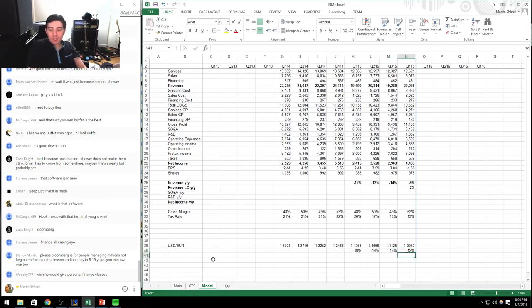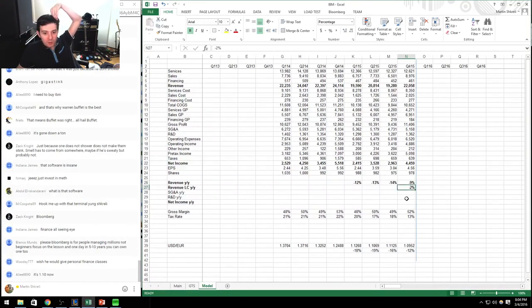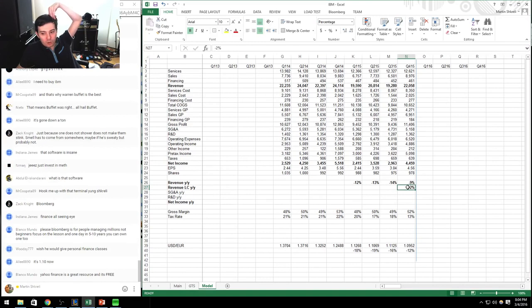So you can't blame IBM for dropping some of it, because at the end of the day, they would have only dropped 2% if the euro was a little more stable. So IBM is maybe not shrinking as fast as we thought.